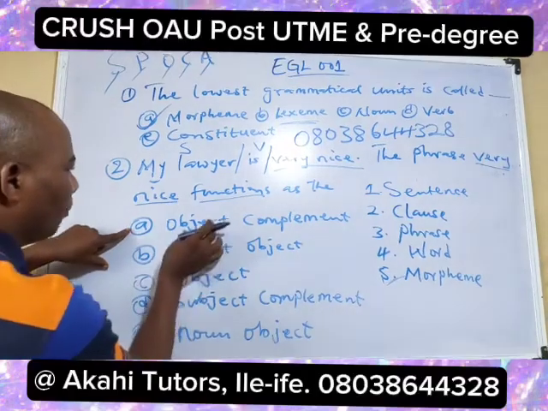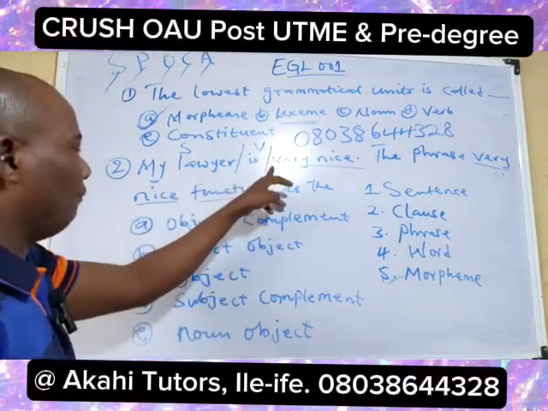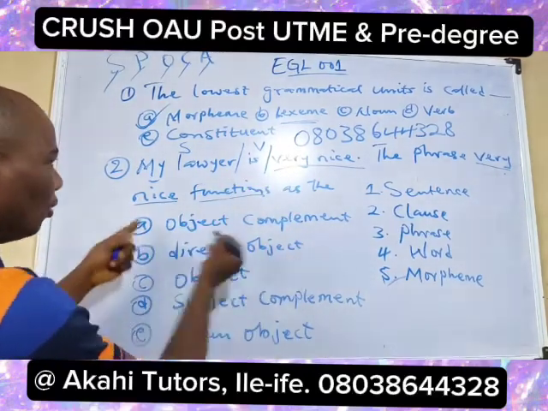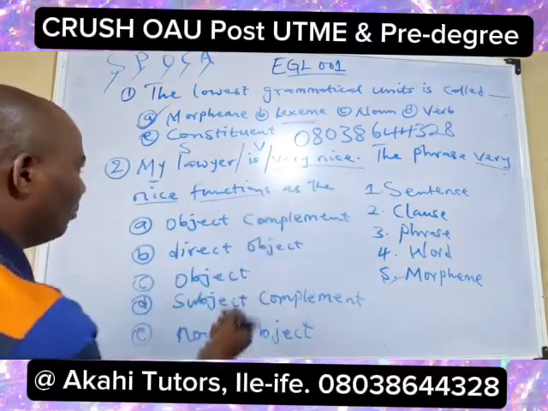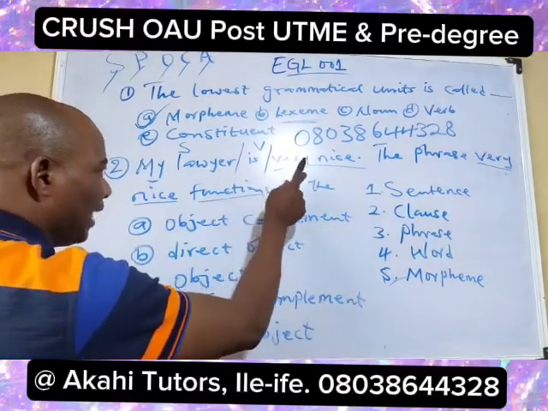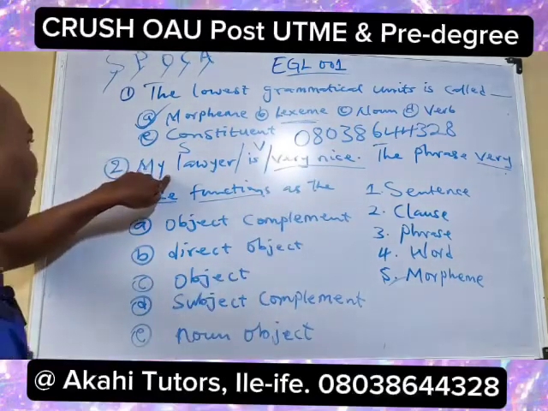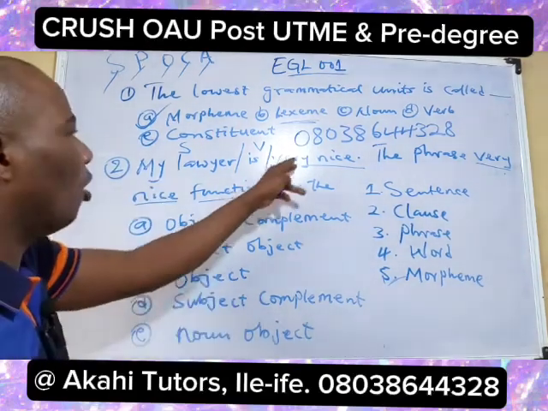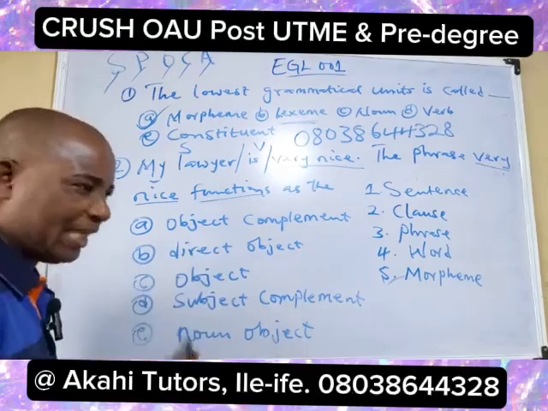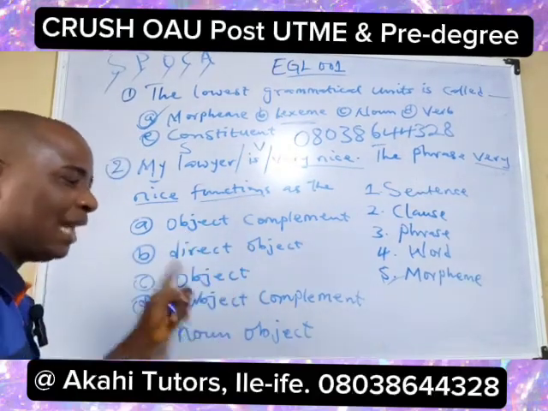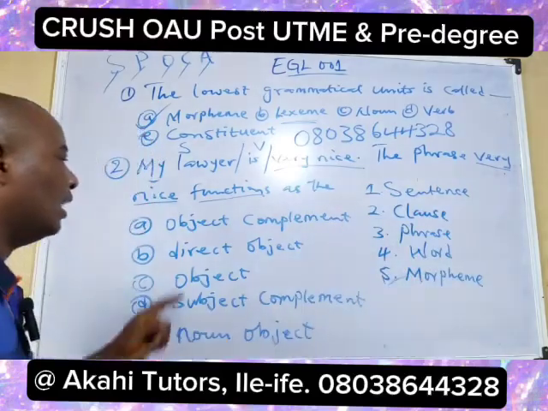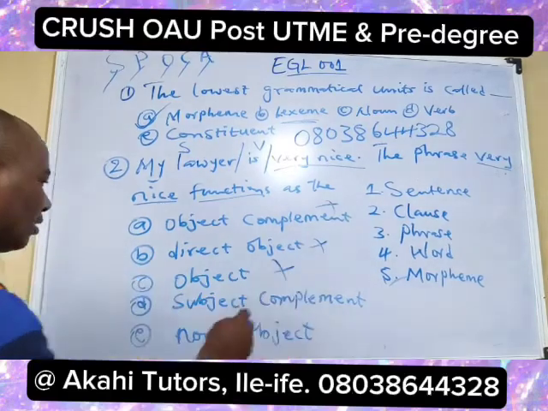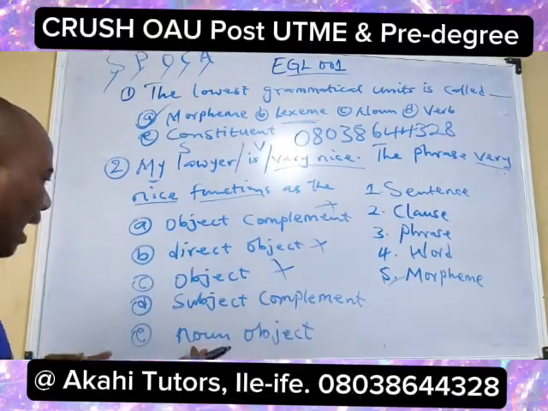We have option A, object complement. I have established that this sentence does not have an object, so that means there is no object complement. Since there is no object, who is very nice here is my lawyer. So direct object, we don't have objects. When you have two objects, the first occurring one is called indirect object and the last occurring one is called direct object. We don't have objects. So options A to C are incorrect.